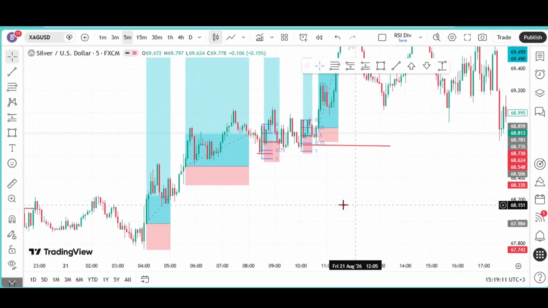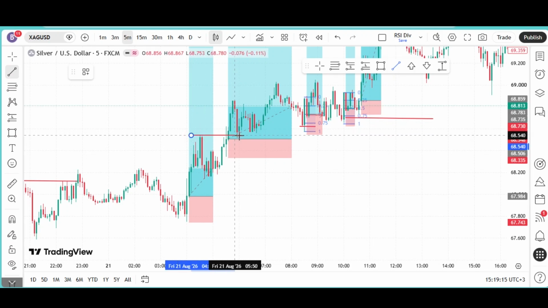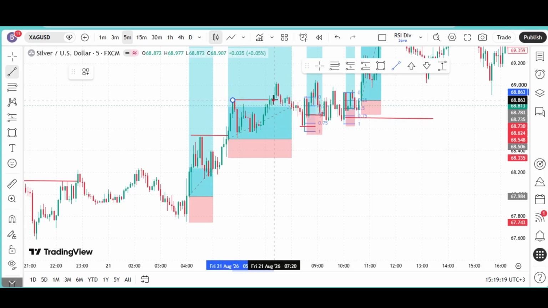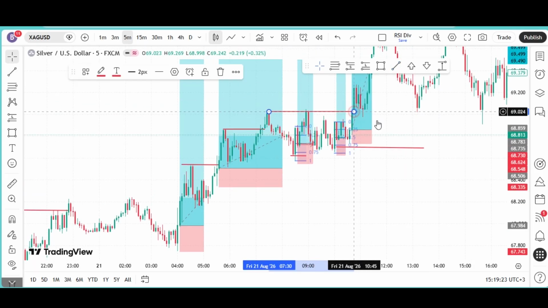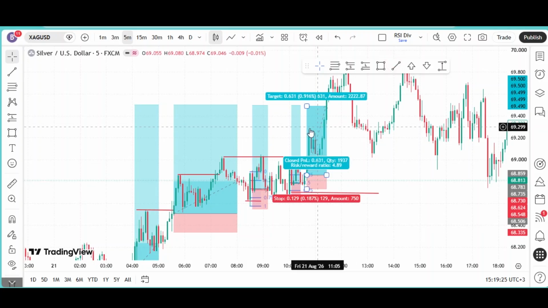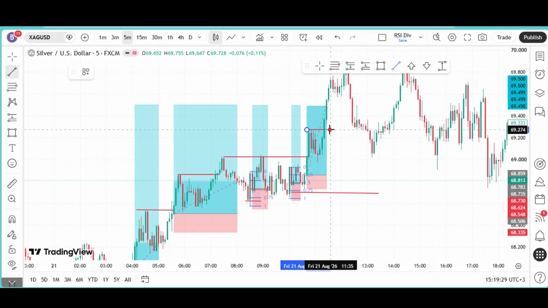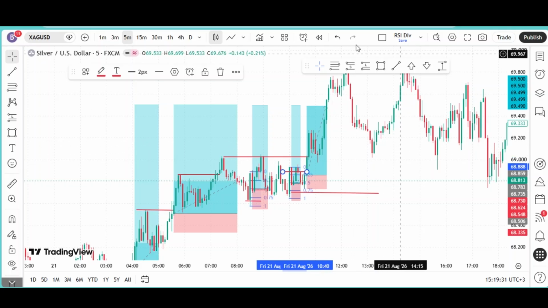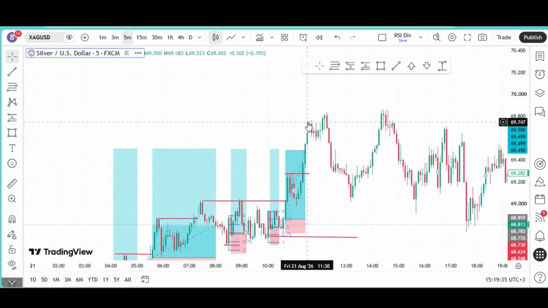So if you are using the market structure to get your bias or even to frame your entries, you can see we have a break of structure there, a new break of structure, a new break of structure around here, and then another break of structure, a break of structure here, and then we have a break of structure, a minute one right here.